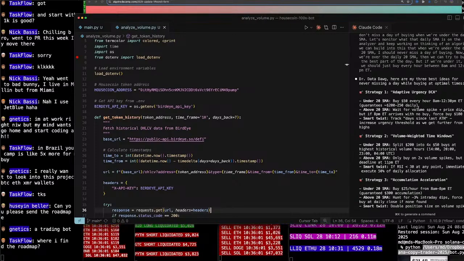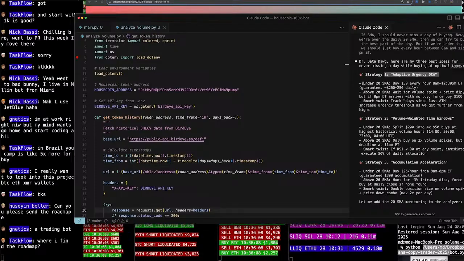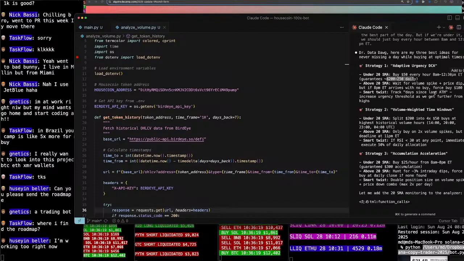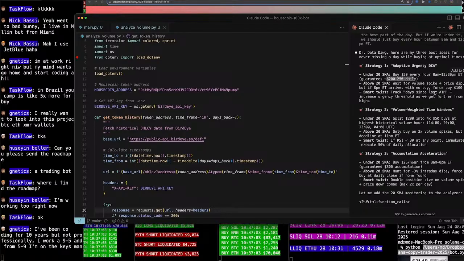Okay, after Datadog, here are the best ideas for never missing a day while buying. Strategy one, adaptive urgency. Under the SMA, 50 an hour between and 3 p.m. guarantees two buys per hour. Above the SMA, buy at 100. Okay. Strategy two, volume weighted time windows. Under the 20 SMA, split 200 into four buys at historical high-volume hours. Above the SMA, buy on 2x volumes. But at 11 Eastern, or if RSI is under 30, buy at any foundation.